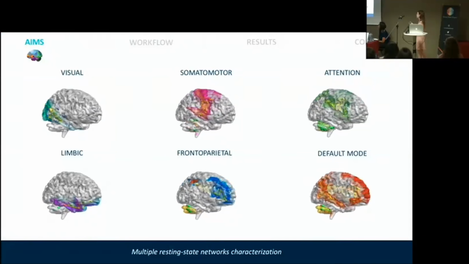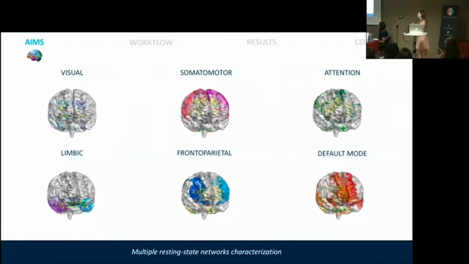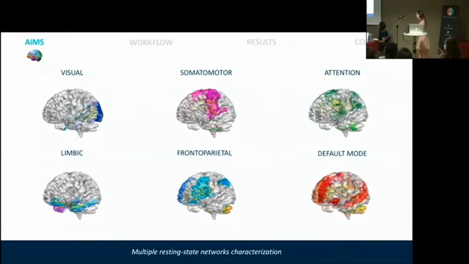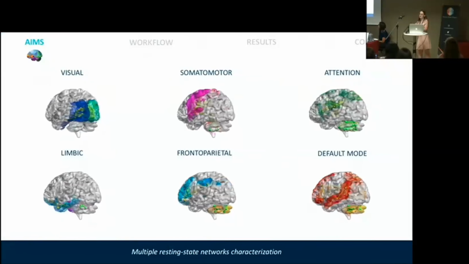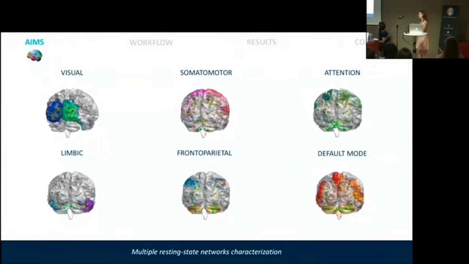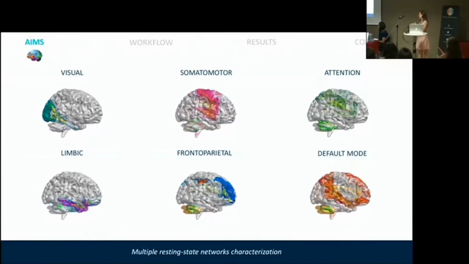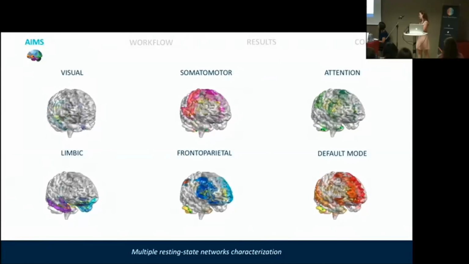So the visual network, the somatomotor, the attention, the limbic, the frontoparietal, and the default mode network, and to try to understand the excitatory inhibitory balance in each of these networks for each of our subjects.